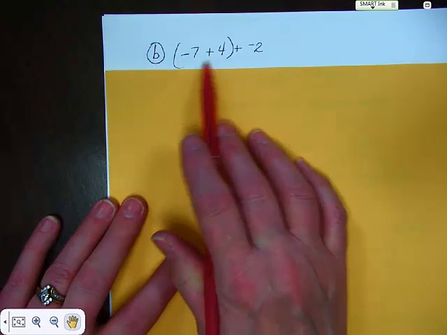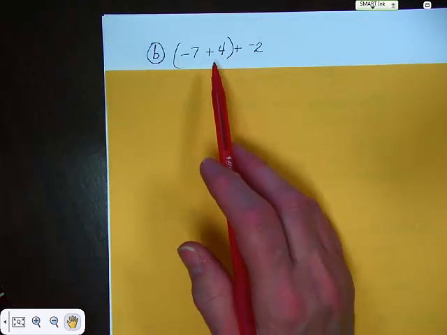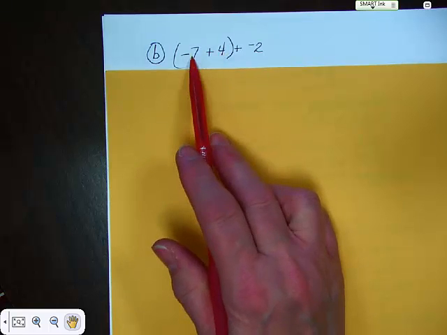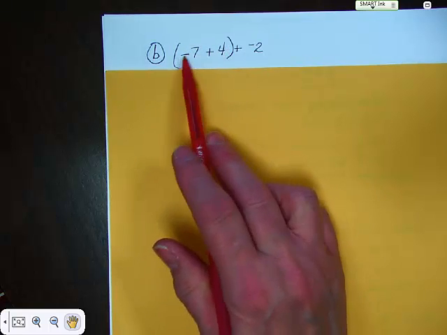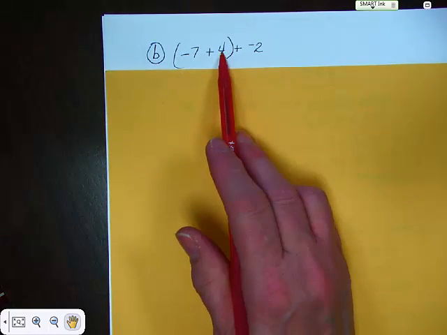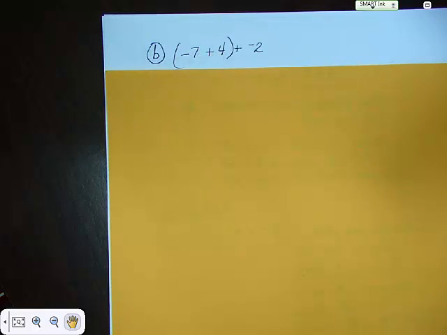Of course, we have parentheses, those signs of inclusion. So we have to do what's inside the parentheses first. We have 2 opposite numbers: that one was negative, this one is positive. So we'll do what we talked about on the very last one.